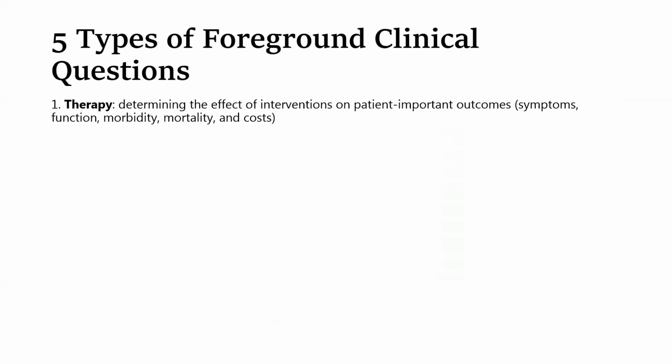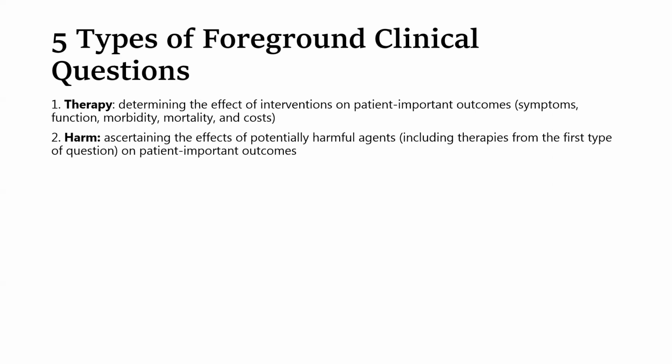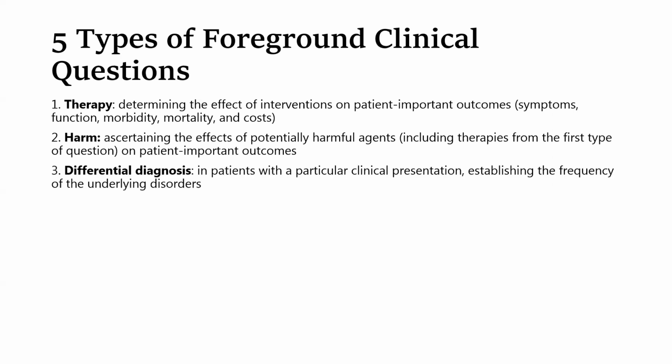Here are 5 types of foreground questions. Therapy determines the effect of interventions on patient-important outcomes. Outcomes may be improvement of symptoms or function, morbidity, mortality, and costs. Questions on harm are about ascertaining the effects of potentially harmful agents or risk factors, including therapies from the first type of question, on patient-important outcomes.